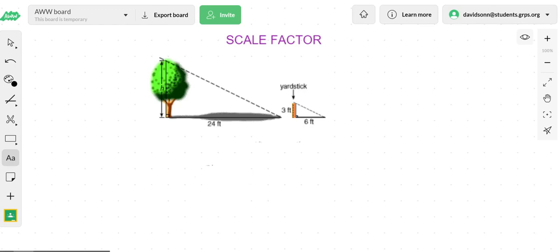Okay, so this lesson is about scale factor and finding a scale factor. We can use proportions to measure things that are far away or kind of impossible to measure. Like in this example, when you see the tree, it's hard to measure the tree, but there's a way around it, and we use geometry and algebra to figure it out.